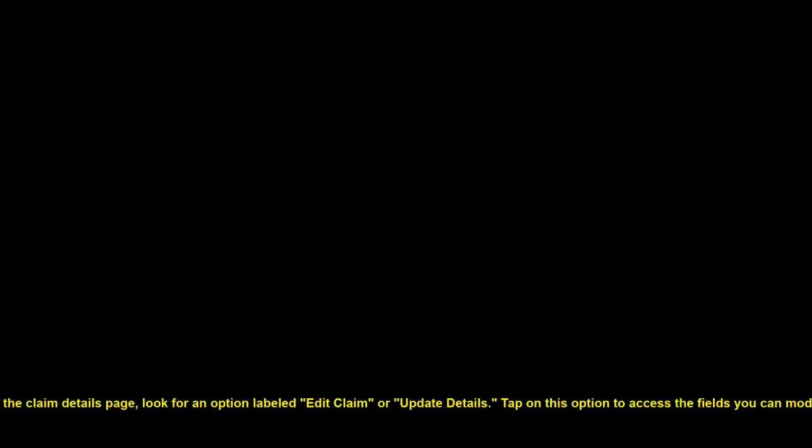On the Claim Details page, look for an option labeled Edit Claim or Update Details. Tap on this option to access the fields. You will see several categories such as Incident Description, Damage Details, and any supporting documents. Make the necessary changes in each relevant section.